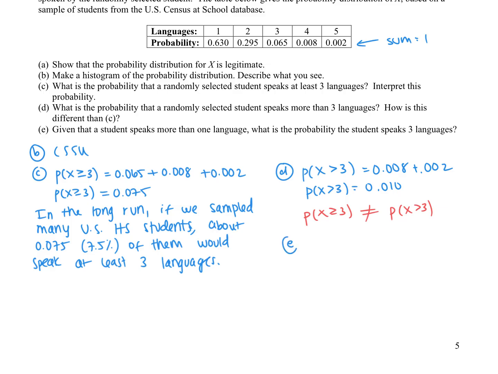And then lastly, a throwback to the test you just took. Given that a student speaks more than 1 language, what is the probability that the student speaks 3? Okay, so what is the probability that they speak 3 given they speak more than 1?